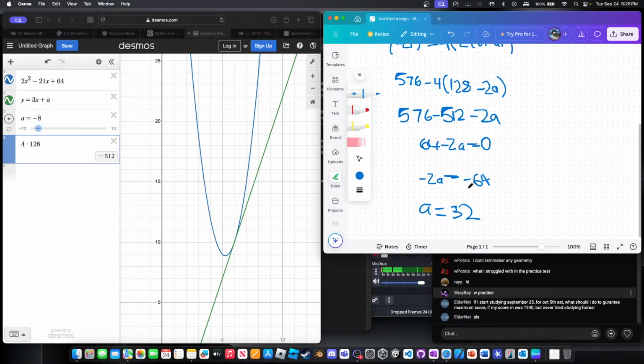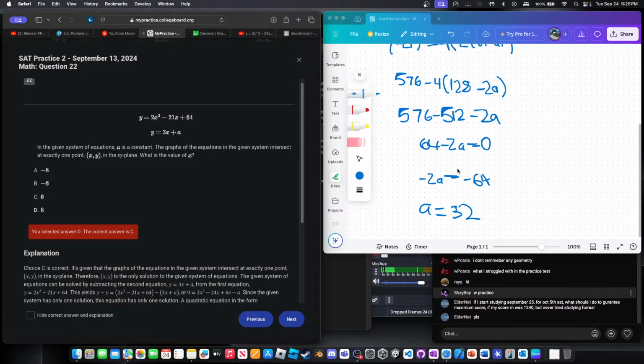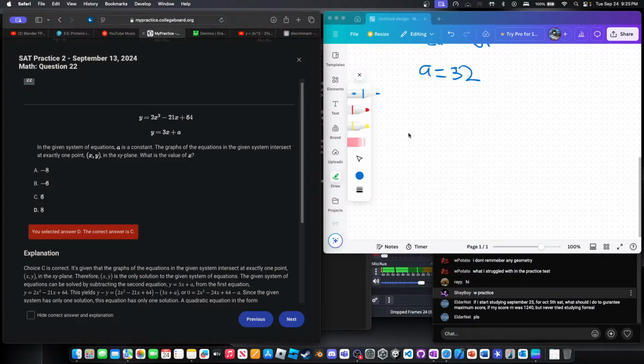Now, considering that it has only one solution, let's go ahead and plug this in here. A is equal to 32, so 3x plus a. So now that we know, y is equal to 3x plus 32, we could do 3x plus 32 is equal to 2x squared minus 24x plus 64.